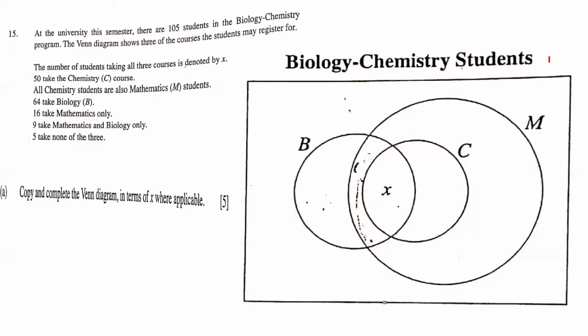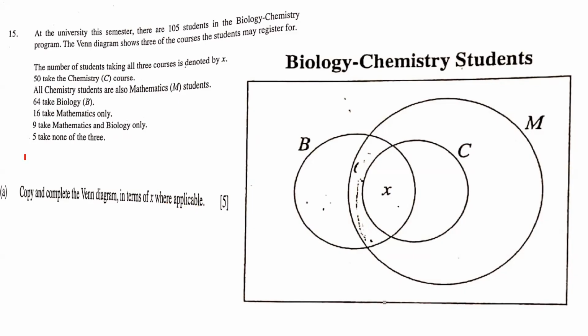All right, let's move on to the next question. Here we have this Venn diagram. It says, at the university this semester, there are 105 students in the biology chemistry program. The Venn diagram shows 3 courses. The students may register for. The number of students taking all 3 courses is denoted by X. 50 take the chemistry course. All chemistry students are also mathematics students. 64 take biology. 16 take maths only. 9 take mathematics and biology only. And 5 take none of these 3. Copy and complete the Venn diagram in terms of X where applicable.